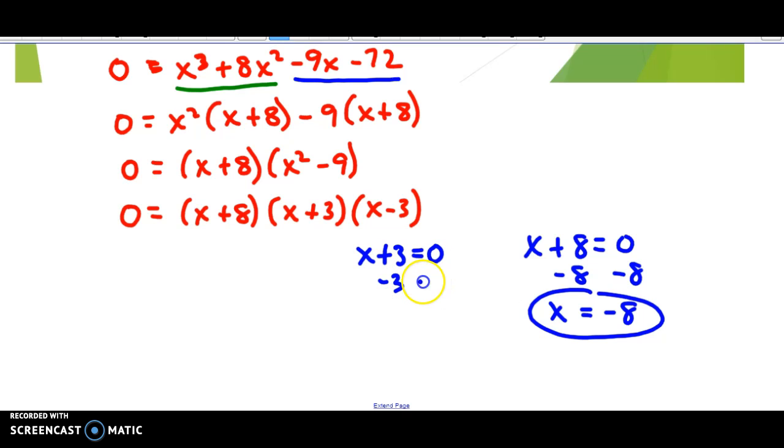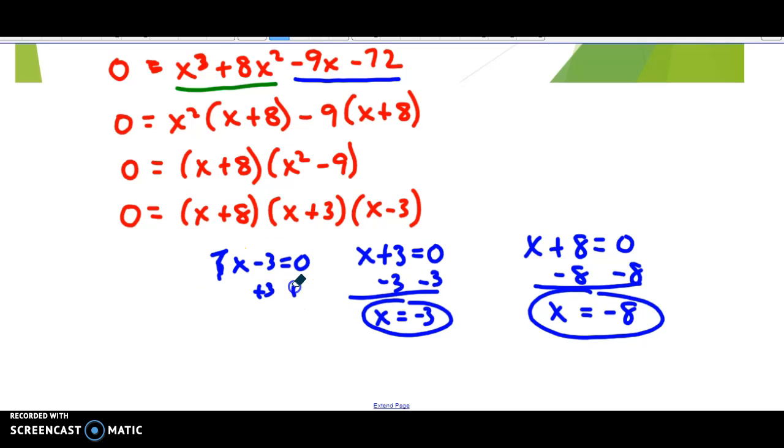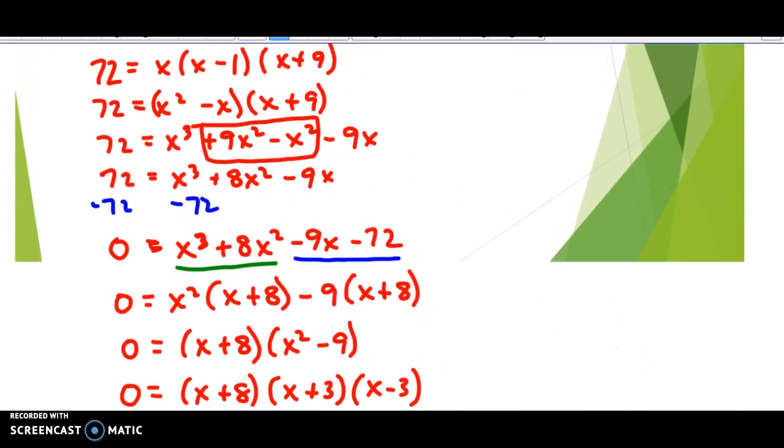I'm going to take my next factor, set it equal to 0, and solve. So my second root is x equals -3. I'm going to take my third factor. Oops, I guess I didn't need the parentheses there. And I'm going to set it equal to 0 and solve. So my third root is x equals positive 3.